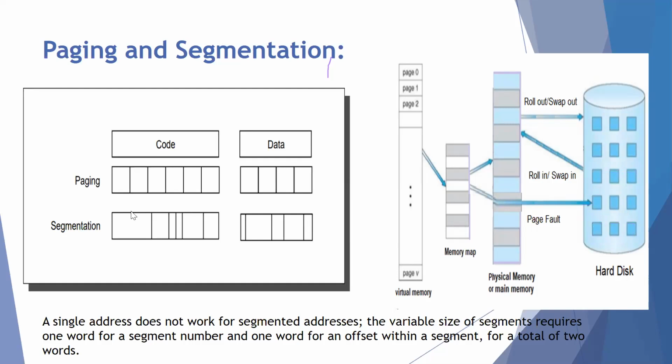And this is how segmentation looks like. So a single address does not work for a segmented address. The variable size of segments requires one word for a segment number and one word for an offset within a segment, for a total of 2 words of address. So addressing also becomes difficult. Segments will be variable in size. Now, since we are talking about paging as a better approach, we will discuss all the concepts with respect to paging only. Okay?